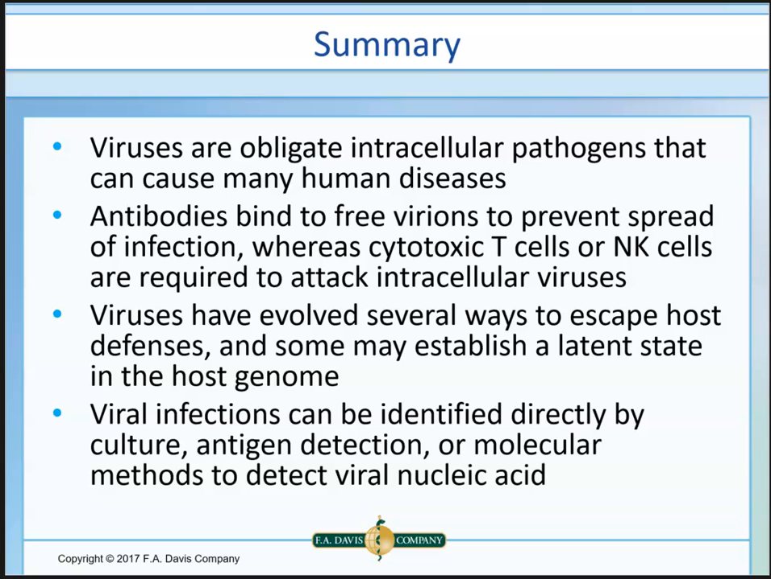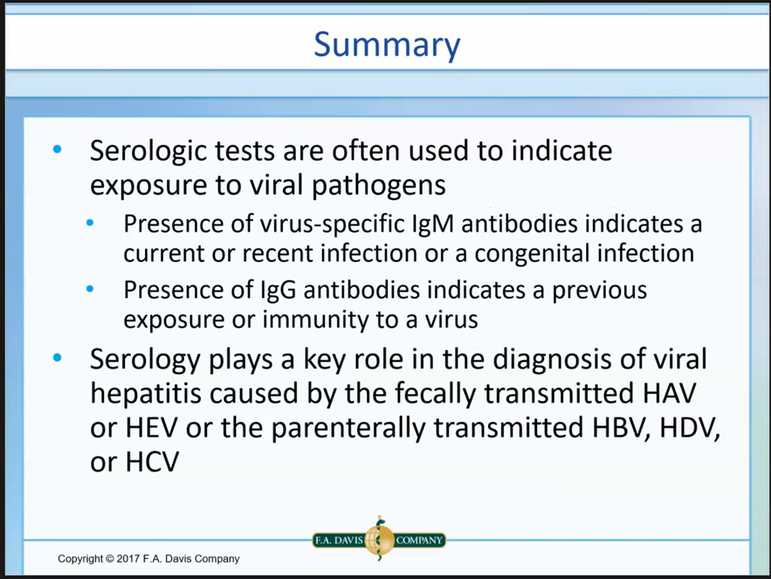Viral infections, we can culture it, check for the antigen, check for the antibodies, and do molecular testing, looking for certain nucleic acids to determine if they have it. Serological tests are great. We can do IgM to indicate a current or recent infection or possibly congenital infection. Presence of IgG can tell us about previous exposure and if the person is immune to it or not. That's why it's so important to do both IgG and IgM to find out the immune status of whatever we're looking for.